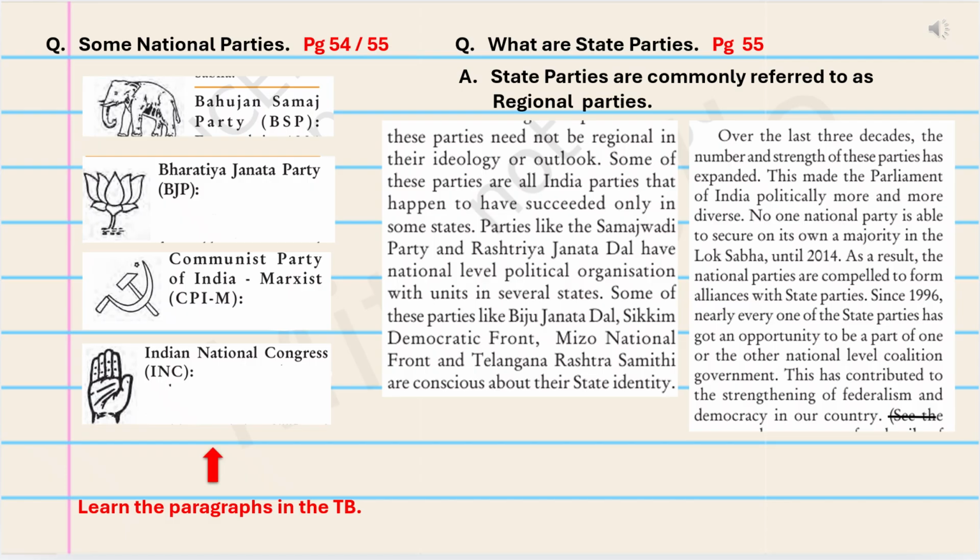But for now, we have the Bahujan Samaj Party, the Bharatiya Janata Party, Communist Party of India Marxist and Indian National Congress. So make sure you know a bit of this and also make sure that you know what the symbols for each party are. Our second question on page 55, what are state parties? Please make note of the answer.